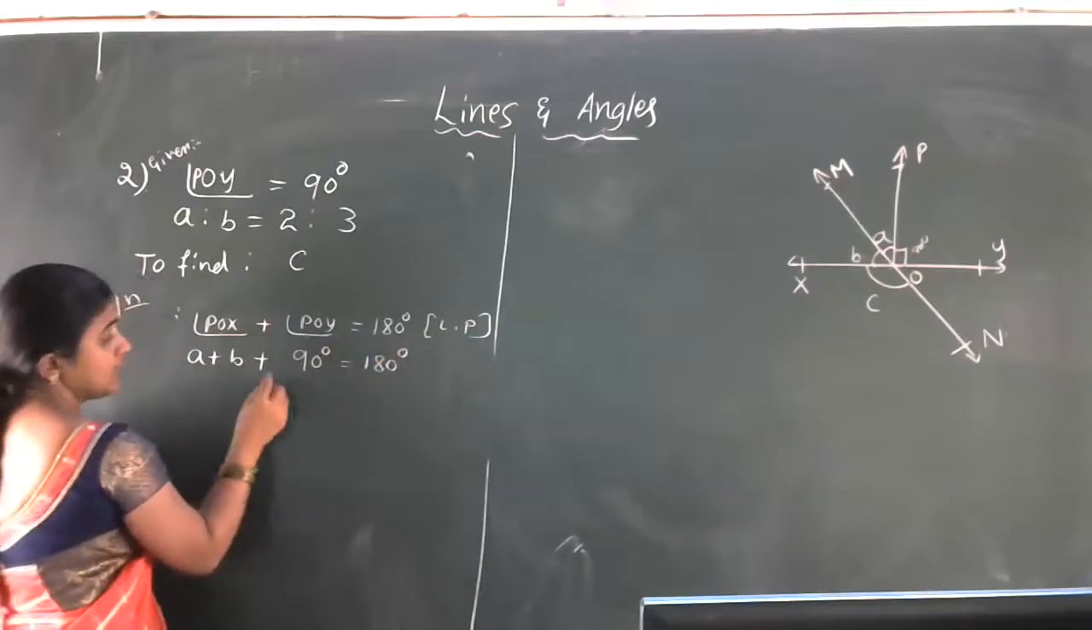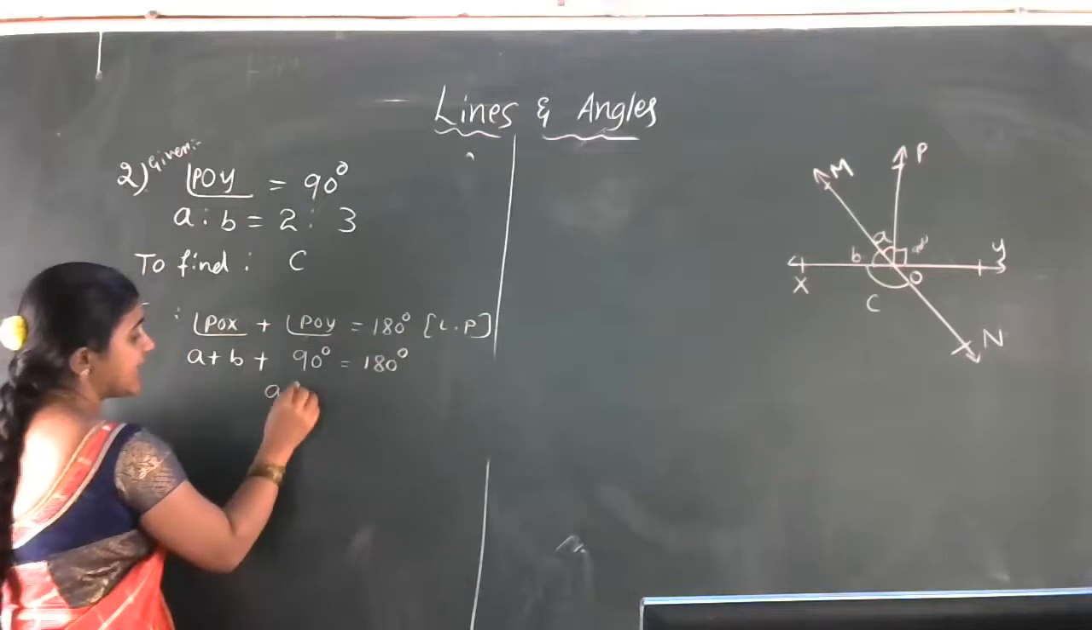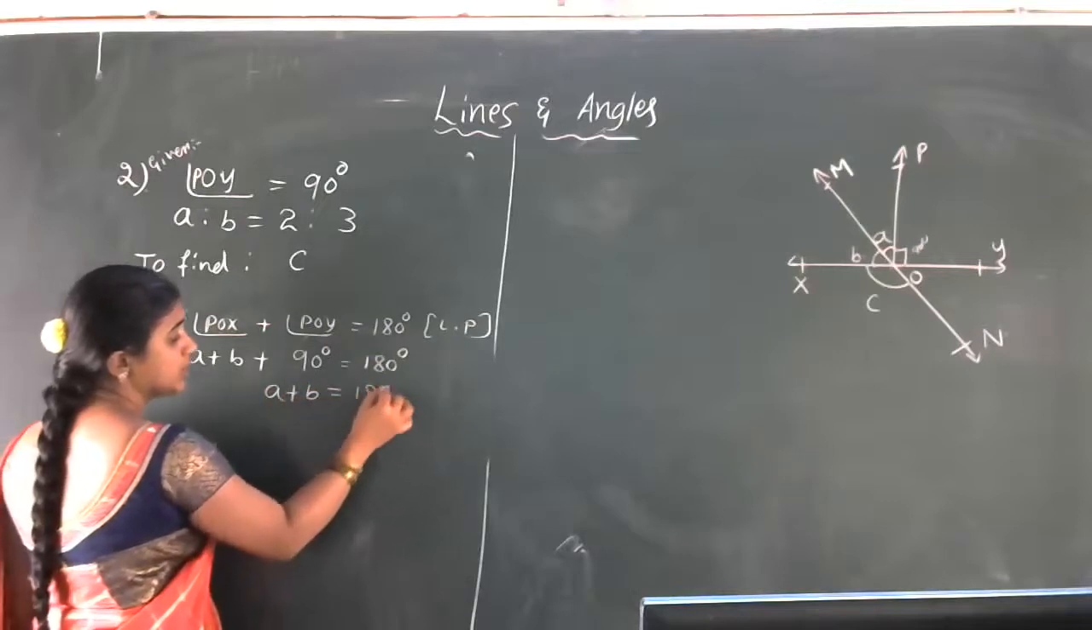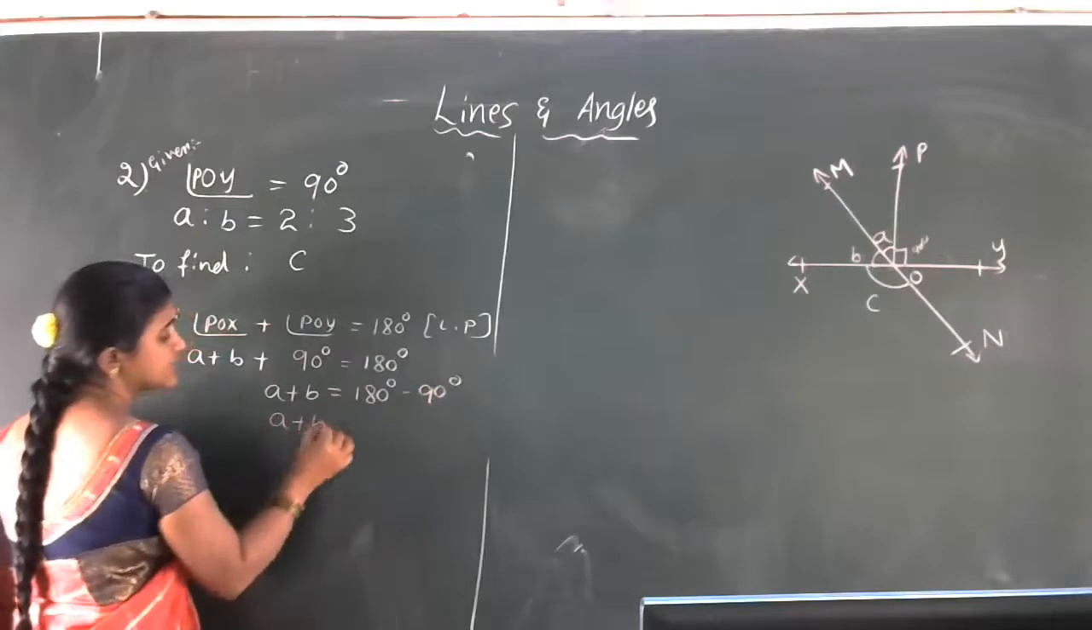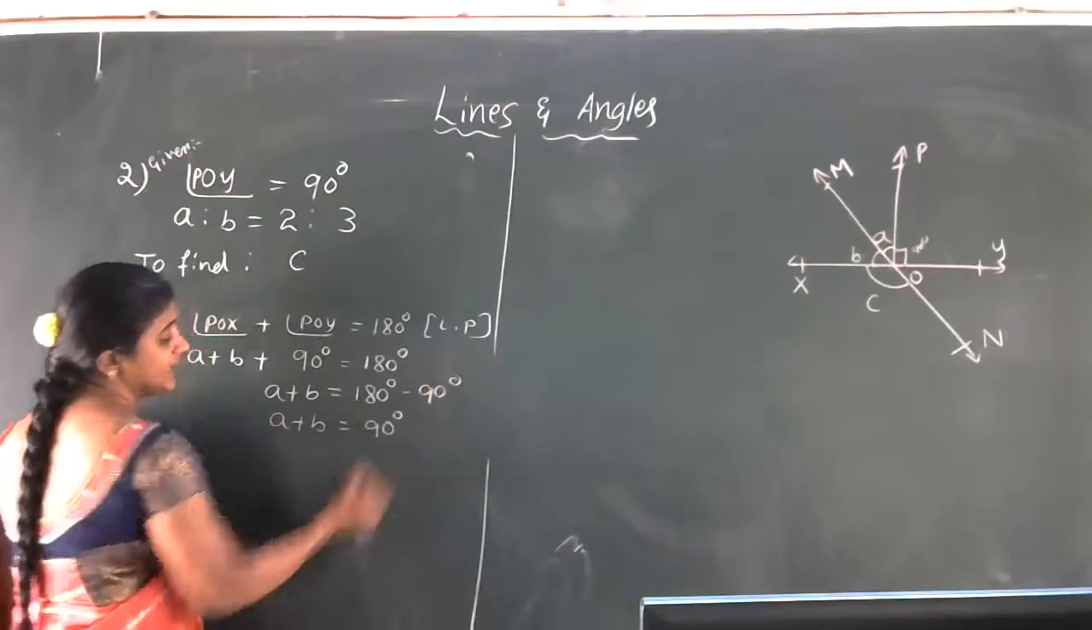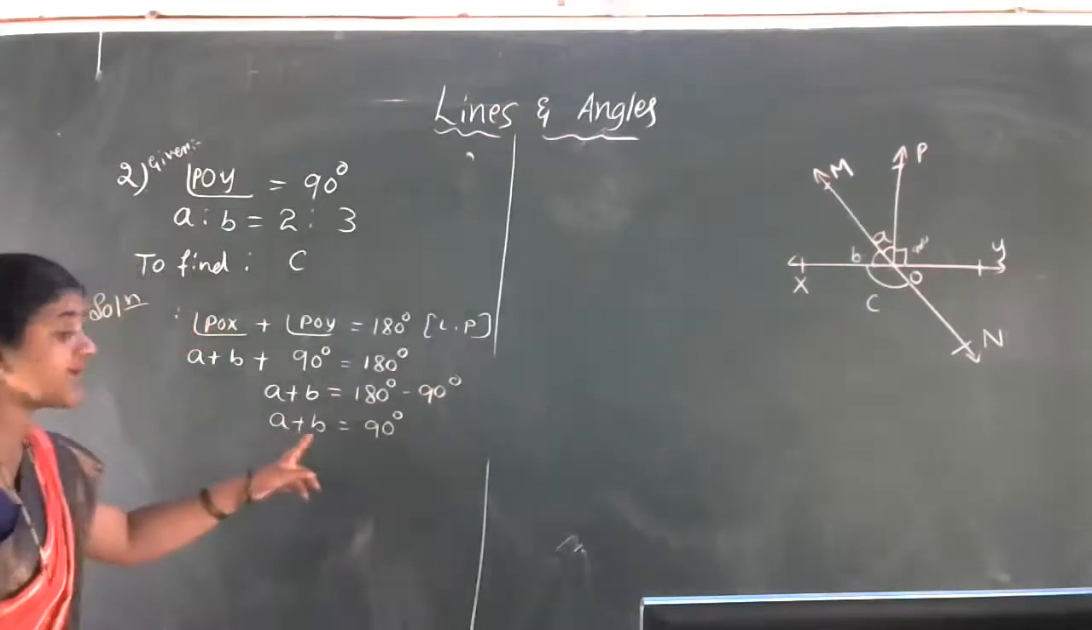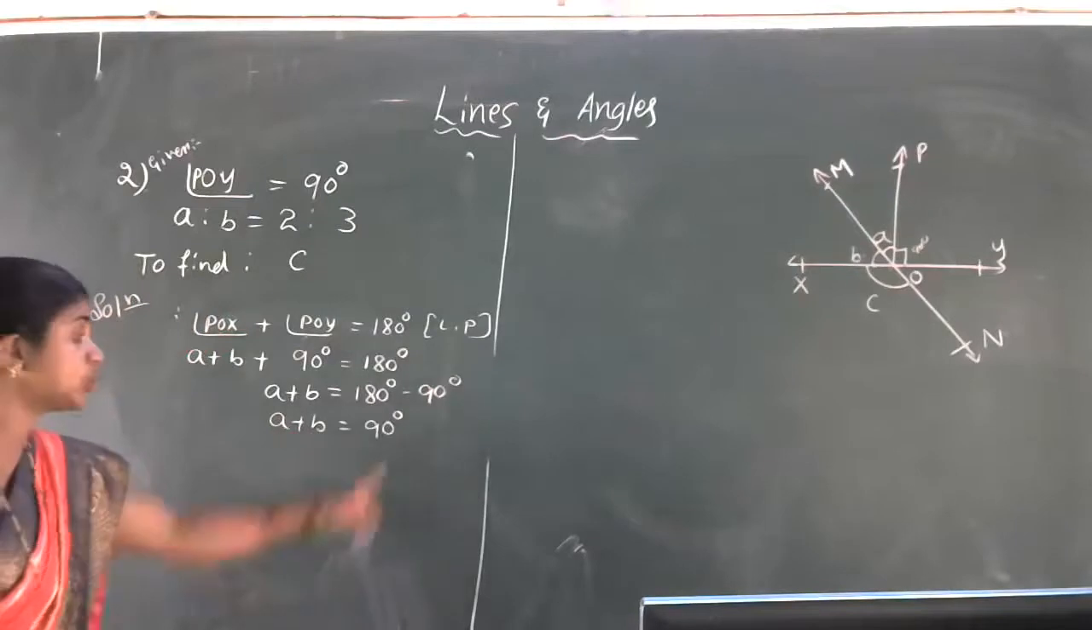So, next the 90 degree will transfer to this side. Therefore, A plus B is equal to 180 degree minus 90 degree. So, A plus B is equal to 90 degree. We got the answer: A plus B is equal to 90 degree.